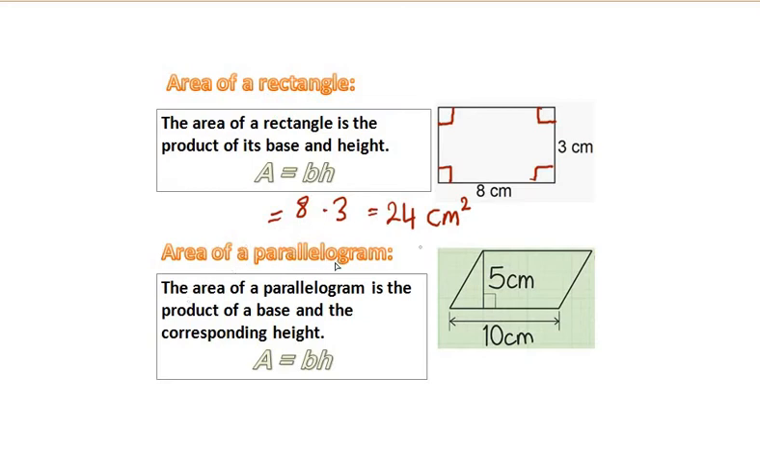Now, what about the area of a parallelogram? The area of a parallelogram is the product of a base and the corresponding height. To be able to determine the area of the parallelogram, we need to find the height. We need to take one base, any of the bases, and the height on this base. For example, the area of this parallelogram is equal to the base, which is 10, times the height, which is 5, and this is 50 centimeters squared.